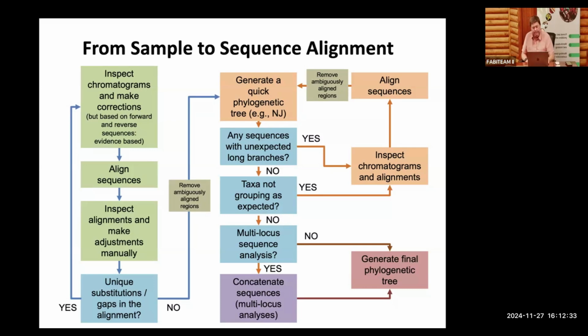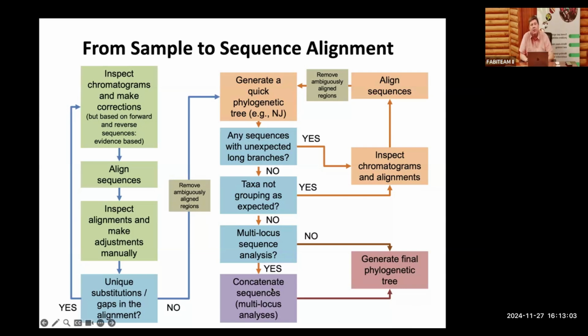Right, okay, so if all is good and you don't have to inspect your chromatograms again or align your sequence and go through this whole process, you have an option whether you want to combine your data sets. So you want to do a multi-locus sequence analysis where you concatenate your DNA sequence data, or you don't want to, you just want to do a phylogeny on the single genes. That then determines the next step.